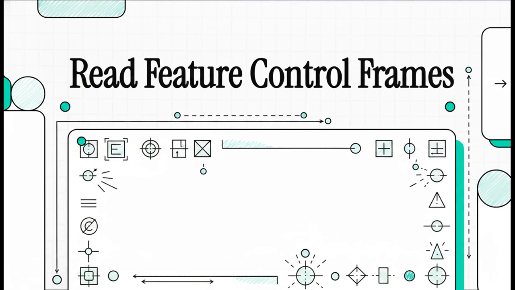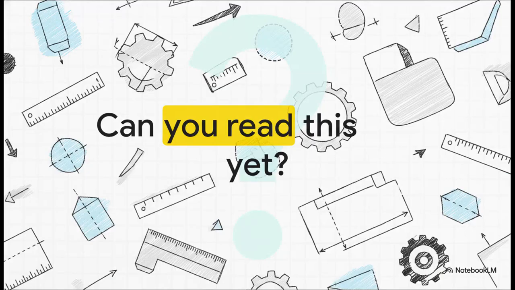Let's just jump right into it. If you've ever stared down an engineering blueprint and felt completely overwhelmed by that alphabet soup of symbols, well, you are definitely in the right place today. We're decoding the feature control frame using the exact rules set by the ASME Y14.5 standard. This tiny little rectangular box tells a machinist exactly how to manufacture a part, and it tells a quality inspector exactly how to check it.